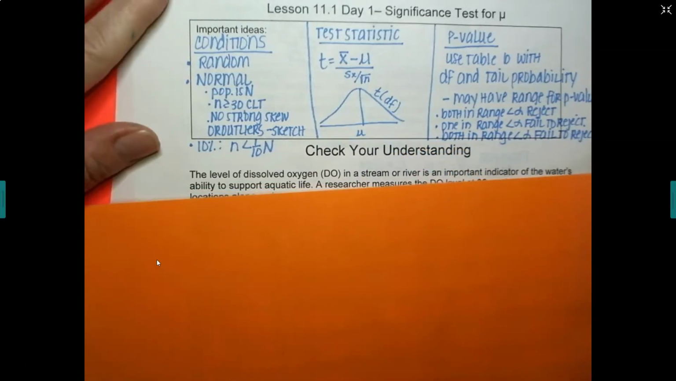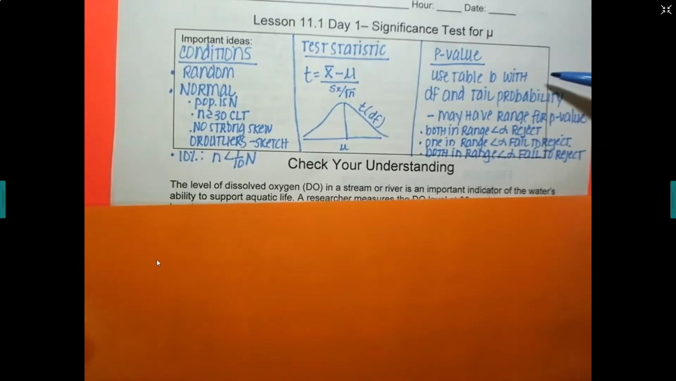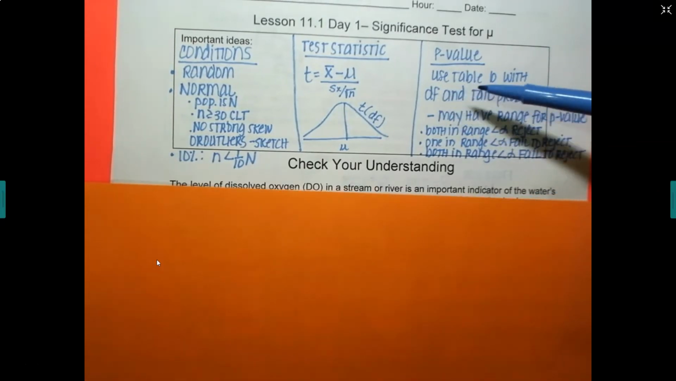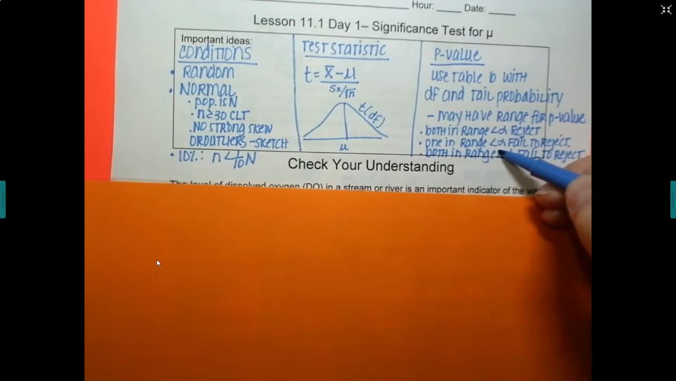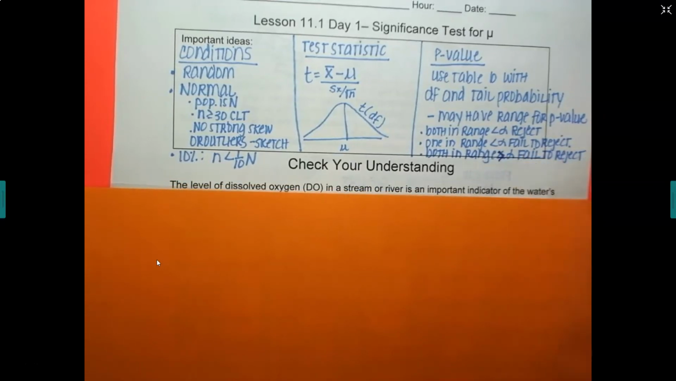Our p-value, you use table B. Go with your degree of freedom and your tail probability. You may have a range for a p-value. If both are within the range, you're going to reject. Or if they're both below alpha. If only one of them is below alpha, you have to fail to reject. If both of them are greater than alpha, let me change that for you. Both of them are greater than alpha, you have to fail to reject also.